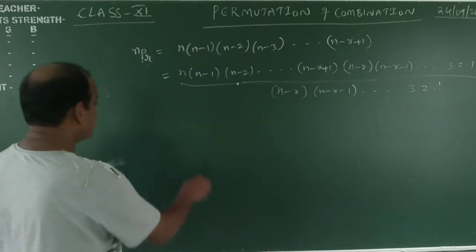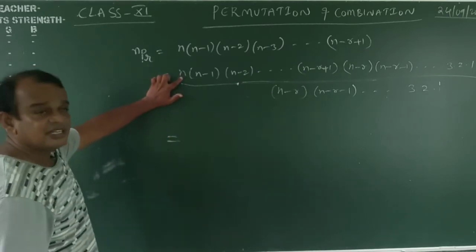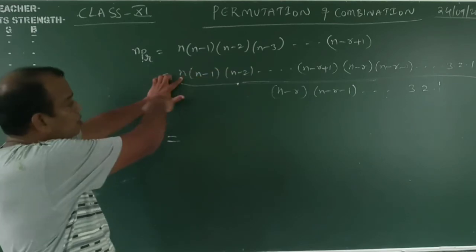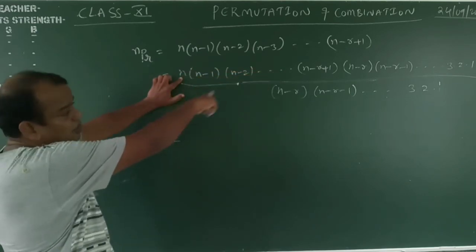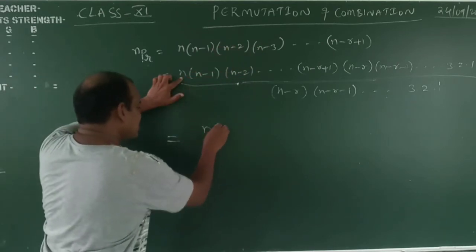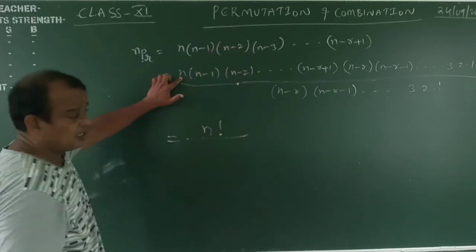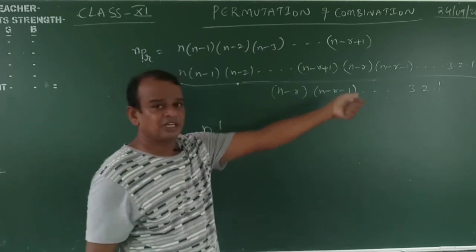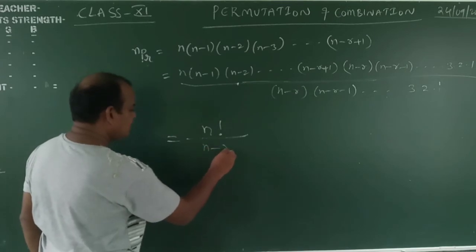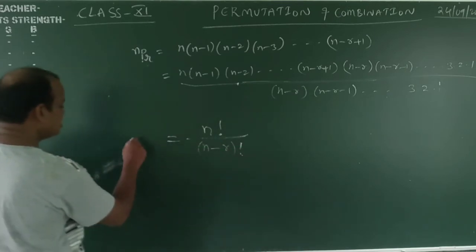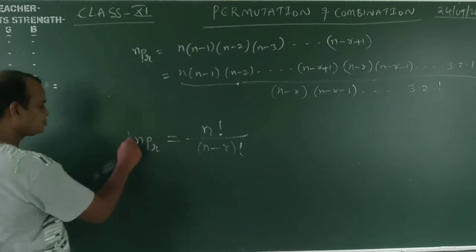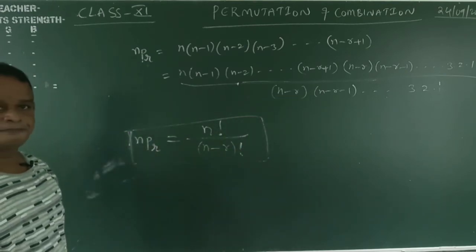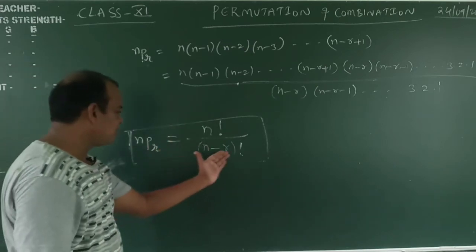What about the numerator? Tell me. The first term is n, the last term is 1, n to 1, a continued product with no term missing. n to 1 means n factorial. In the denominator, what is the first term? n minus r, and the last term 1. This is also a continued product: n minus r factorial. This is the nPr formula. nPr is equal to n factorial divided by n minus r factorial.